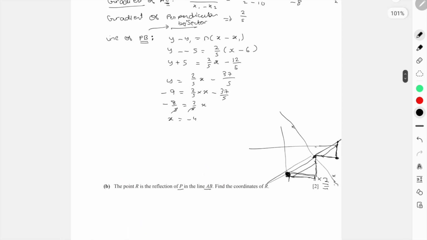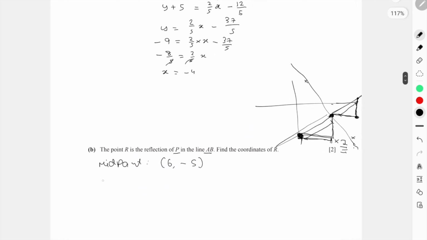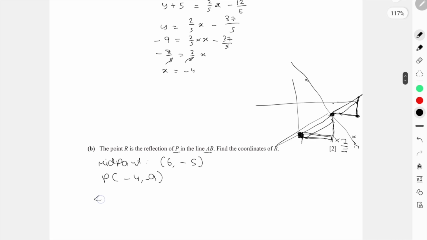So let's do that. So this is the midpoint. Midpoint is 6 comma minus 5, and then point P is minus 4 comma minus 9. And now we find the change in x. The change in x is 6 minus minus 4, that's 10.